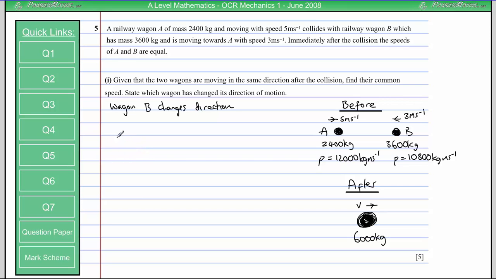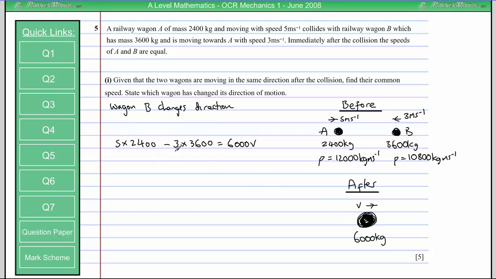So the momentum of A is going to be 5 times 2,400. We've already worked these out, but we'll write down the calculations to make it clear. The momentum of B is in the opposite direction, so we'll say that's negative, so minus 3 times 3,600. That's the momentum before the collision. The momentum after will be the combined mass, 6,000, multiplied by the velocity. So that's going to be 6,000 v. Remember, we already know which direction it's going in, it's moving to the right.